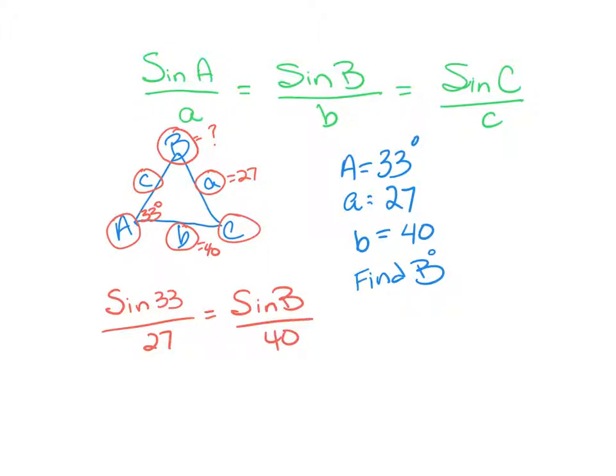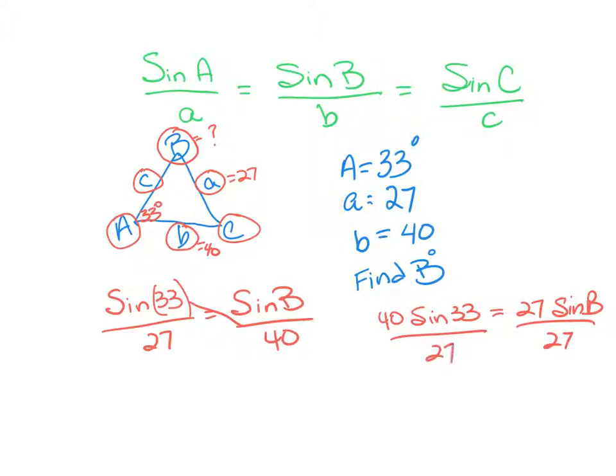When we have this done, we have to cross multiply. Remember, I taught you to always put the number in the front, so it would be 40 sine of 33 equals 27 sine of B, correct? And when we divide by 27, we leave the sine of B alone. These are a little bit harder to see. So now we have sine of B equals that mess.